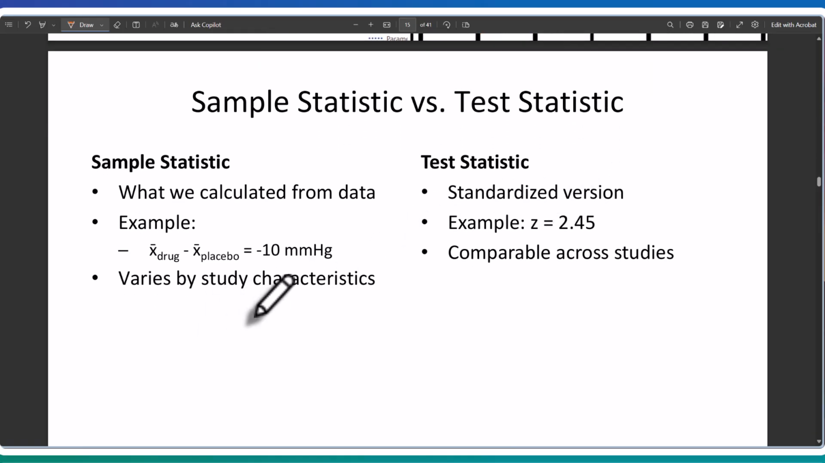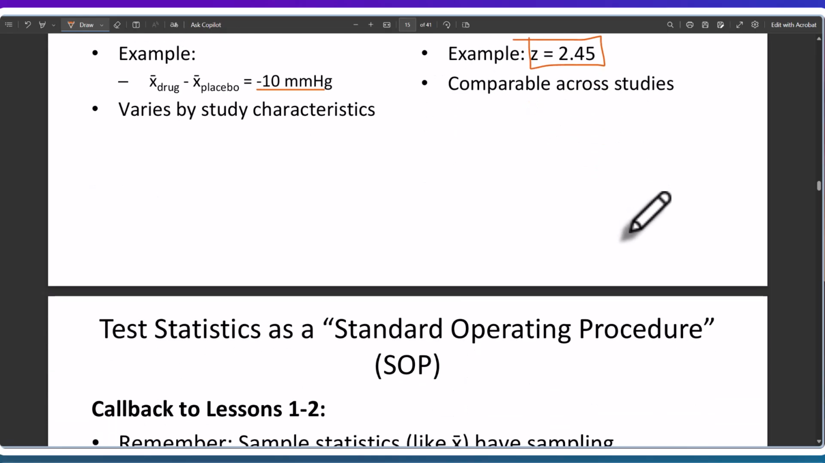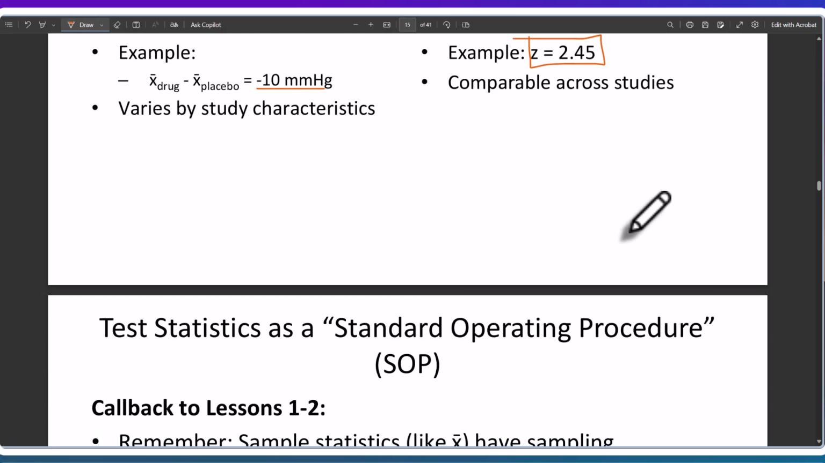In terms of the blood pressure study, if you had 10 millimeters of mercury again, you might transform it and you might get a z statistic of 2.45, and you can compare that. In other words, this is saying that you're 2.45 standard errors away from the mean. You could compare that across studies of different sample sizes. And so that's why we do these test statistics.